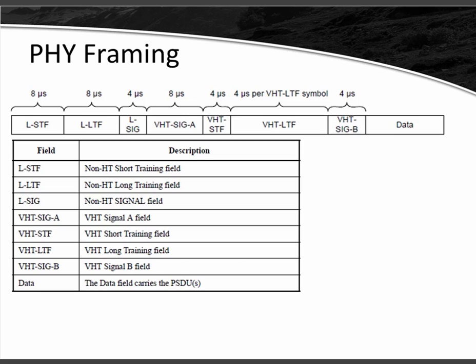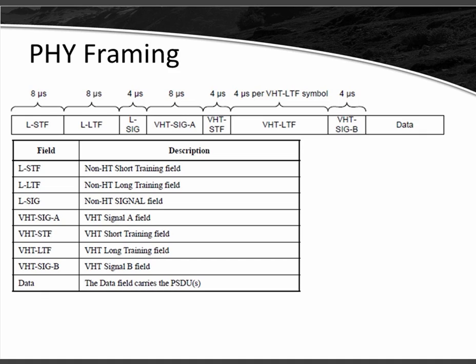They get that information out there. The VHT signal A field is giving some specific information about this particular PHY communication. It is something that only a VHT station would be able to fully understand properly. The VHT short training field is a training field that, again, only VHT would understand, as well as the long training field. Getting ready and leading up to the signal B field, which is the one that's going to have some information about the length of the actual data to be delivered. And then finally, we get our data field.